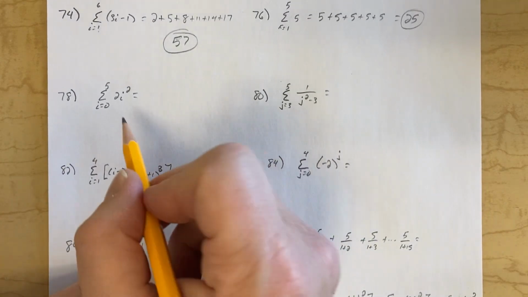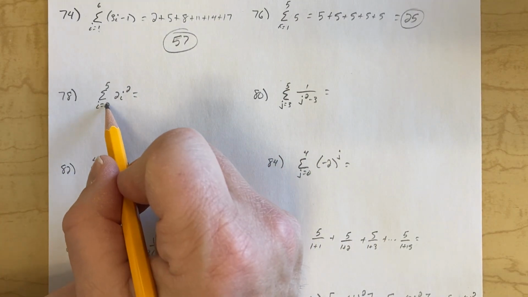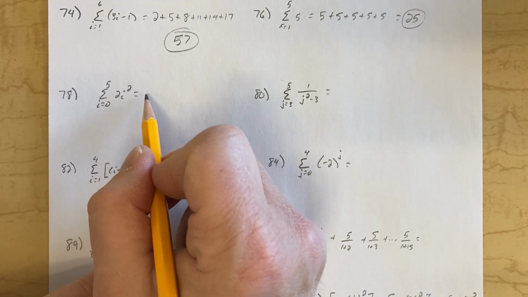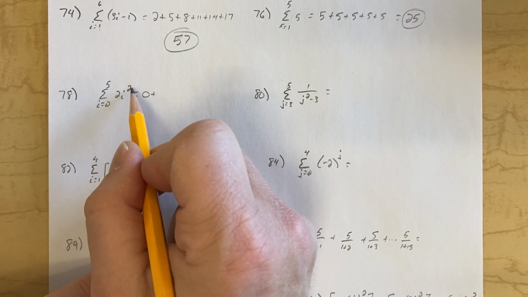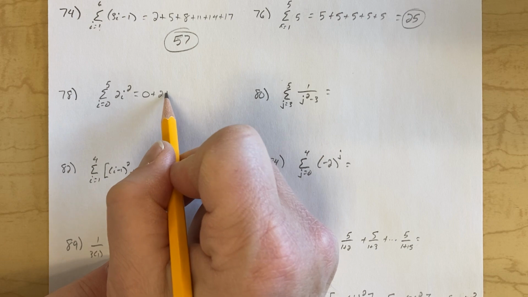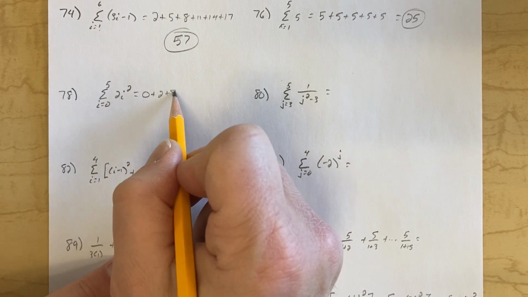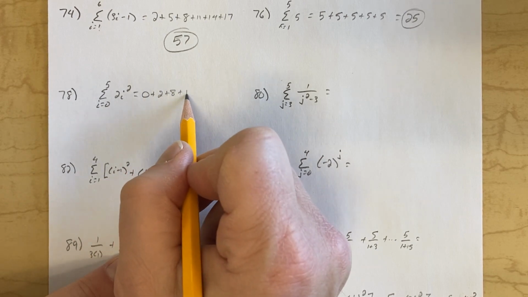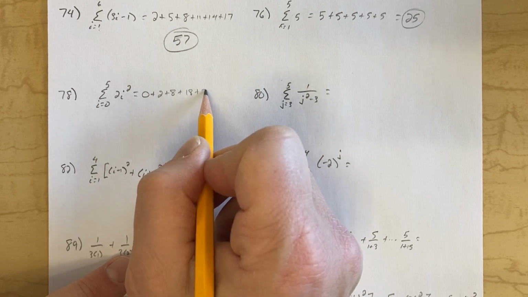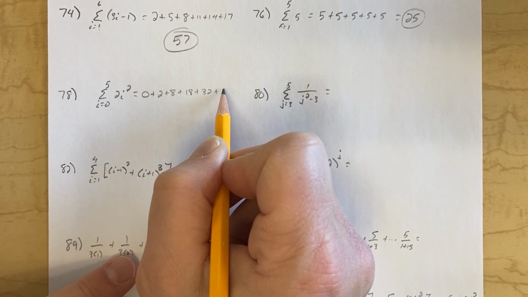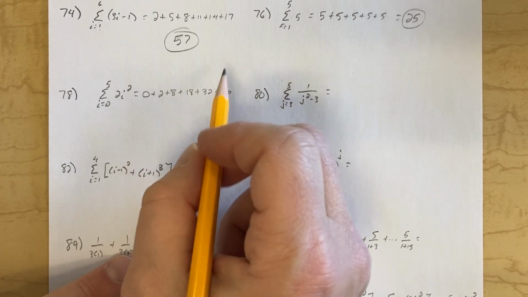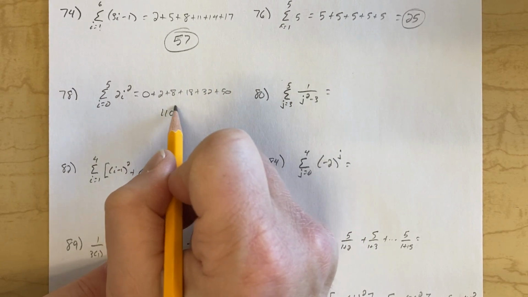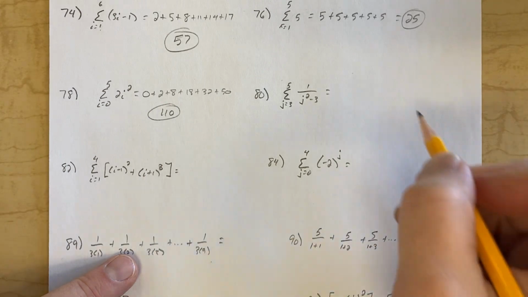For 78, we're starting with term 0. So if I put 0 in, I get 0 squared times 2, which is 0. Then we can put 1 in. 1 squared times 2 is 2. Then put 2 in, we'll get 8. Then put 3 in, we'll get 18. Then put 4 in, we'll get 32. And then eventually put 5 in, and we'll get 50. All right, go ahead and add all that up, and you should get 110 for our answer there.